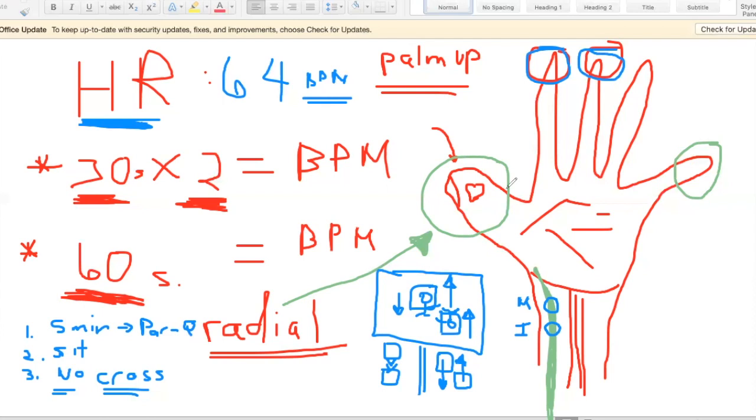All right. Does anybody have any questions on heart rate? Anybody have any difficulty finding heart rate? All right, I'm assuming that we're good to go in regards to heart rate. So I'm going to clear this. And then we're going to start talking about blood pressure.